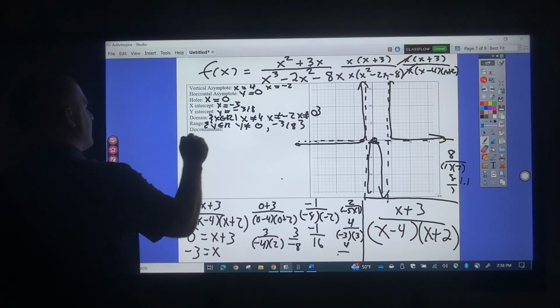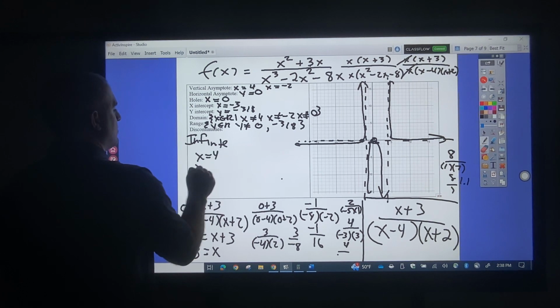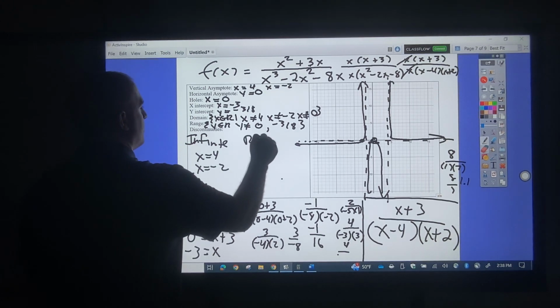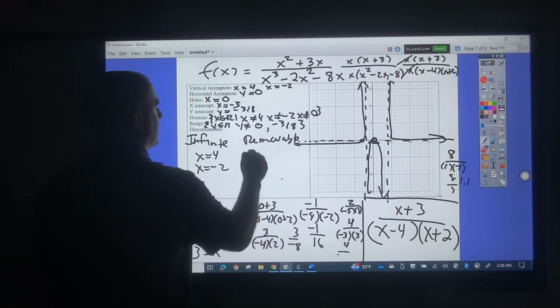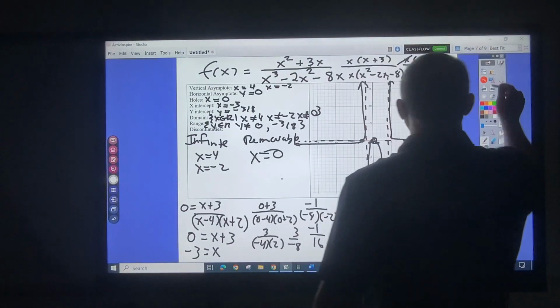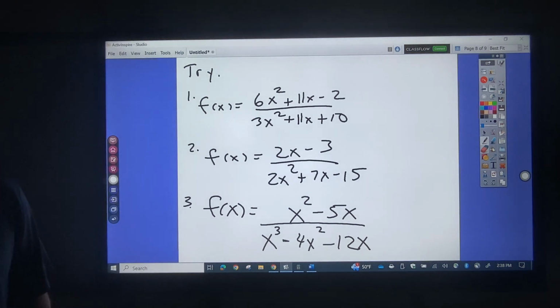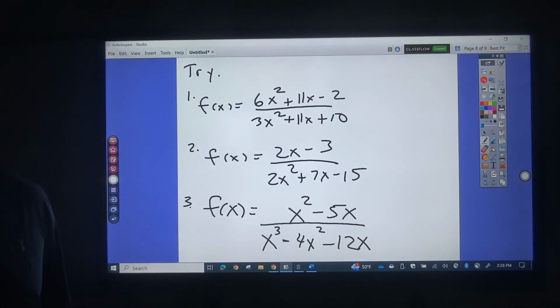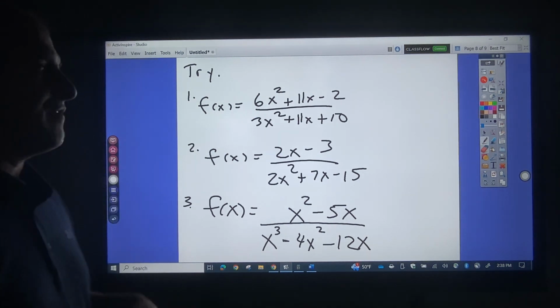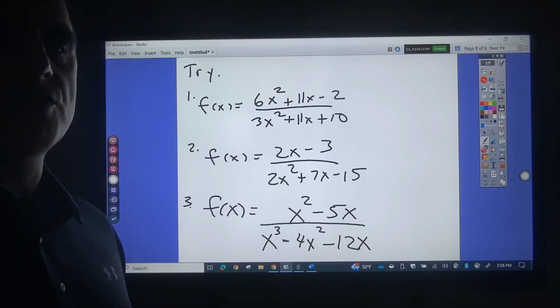My discontinuity: I have an infinite discontinuity at x equals 4 and x equals negative 2. I have a removable discontinuity at x equals 0. All right. And then you guys can go ahead and try those on your page and just keep working those. If you need to plot points, but basically your graphs are approaching those horizontal asymptotes.